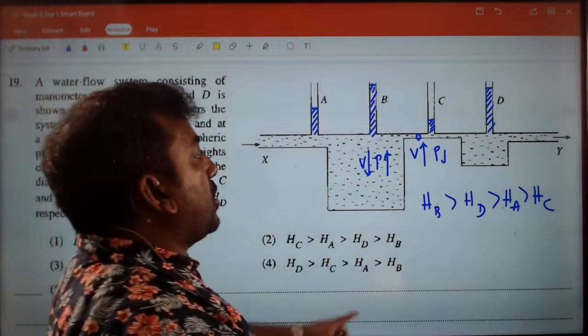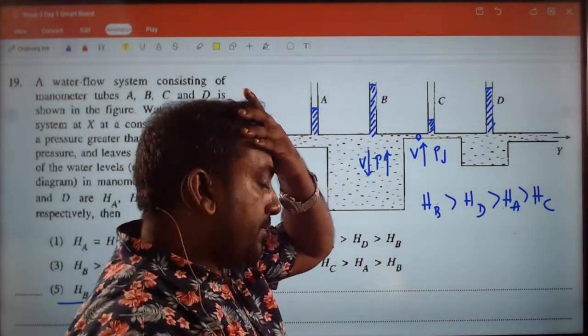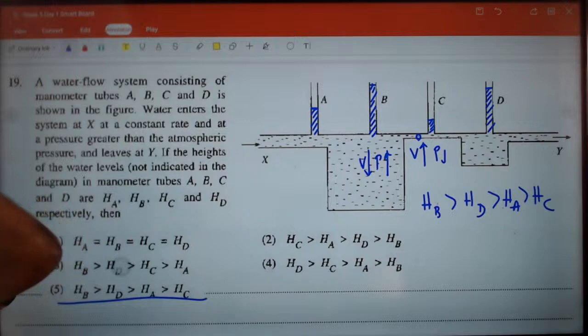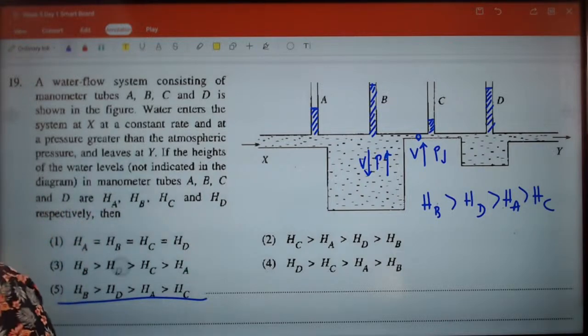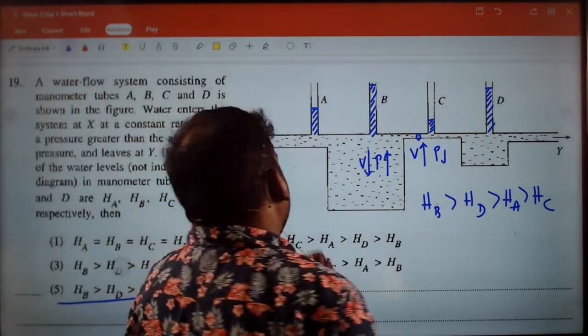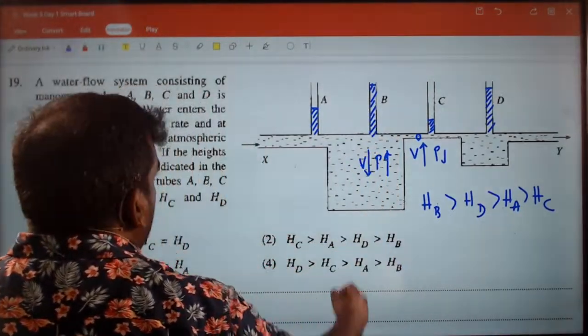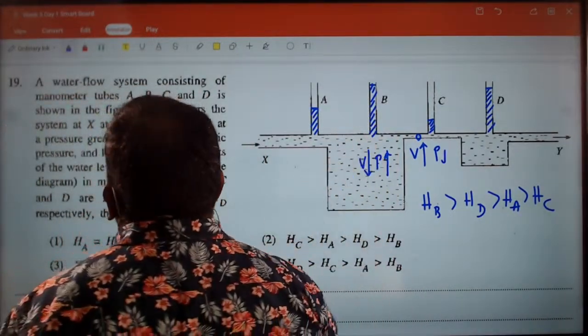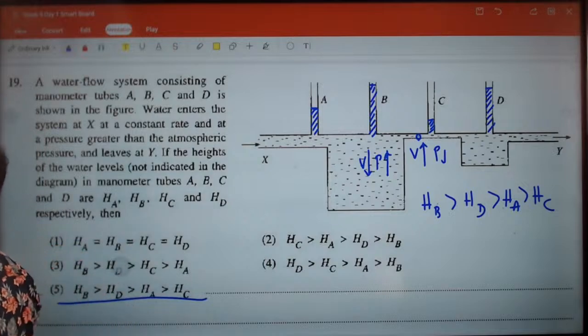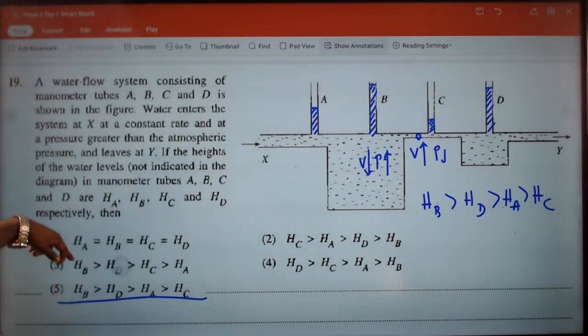Smaller the cross-sectional area, greater the velocity. Greater the velocity, lower the pressure. And larger the area, smaller the velocity. Smaller the velocity, greater the pressure. Okay now? Right.